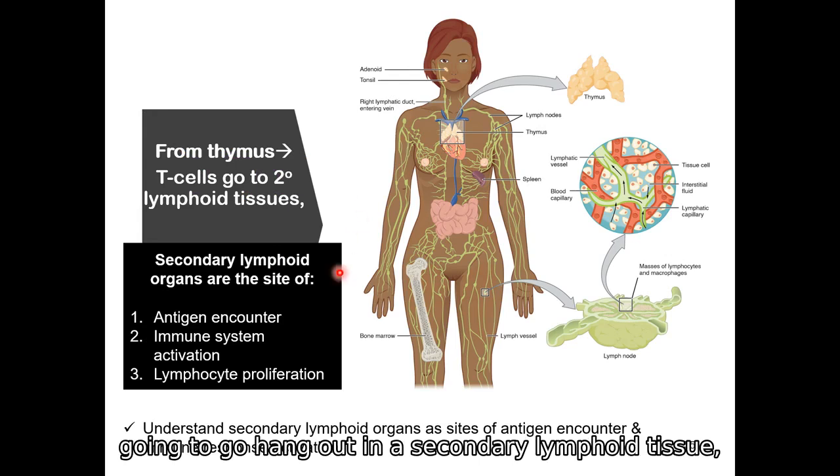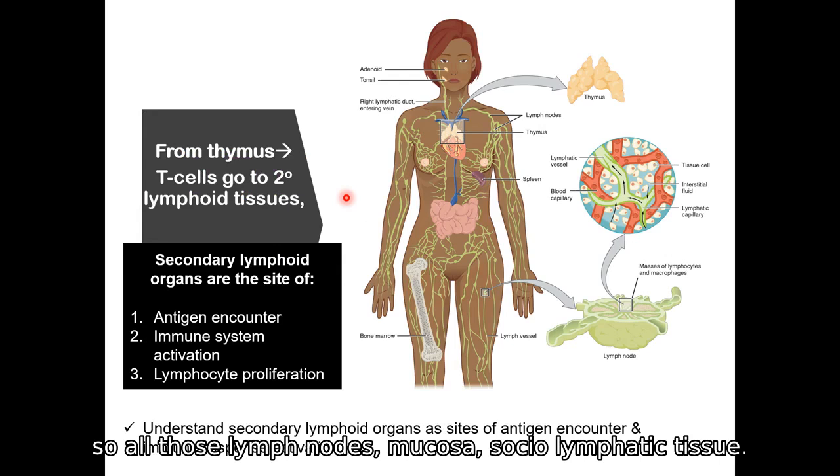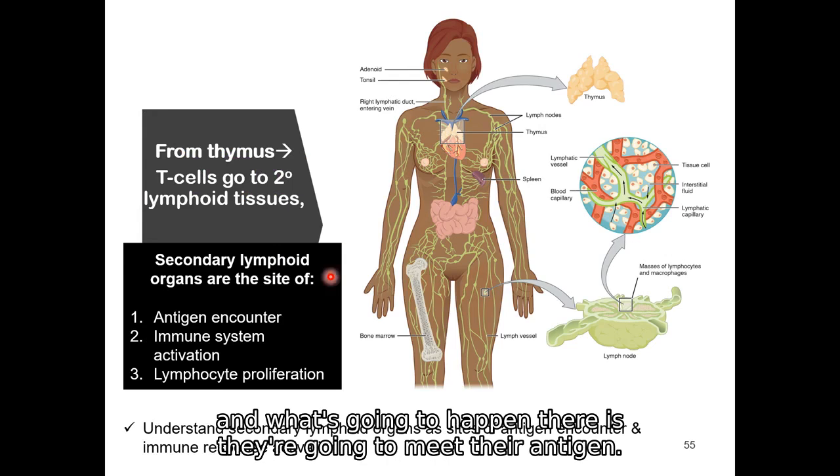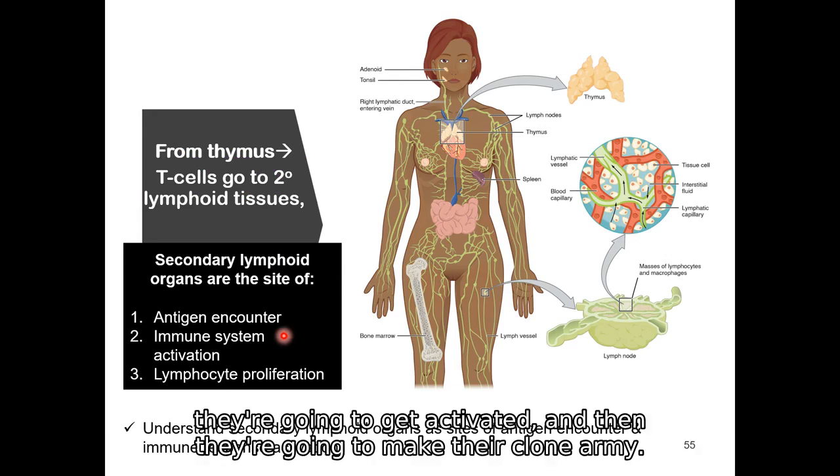But they are going to hang out in a secondary lymphoid tissue, so all those lymph nodes, mucosa-associated lymphatic tissue. We've got a lot of lymphocytes in the spleen. And what's going to happen there is they're going to meet their antigen if we've been infected with something that they are designed to fight. They're going to get activated, and then they're going to make their clone army.